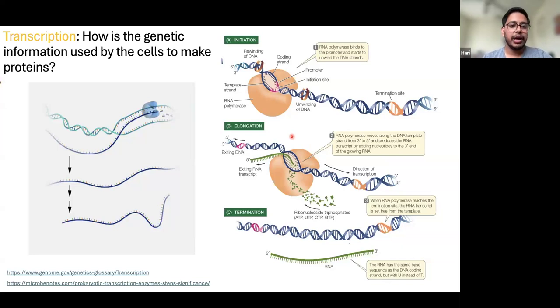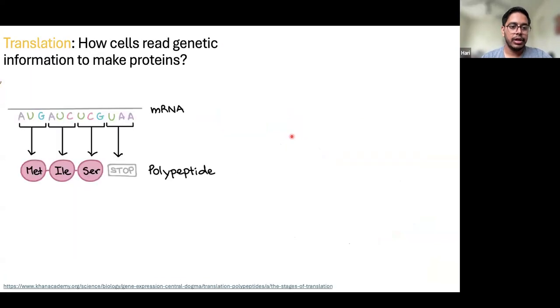And then once we have the mRNA strands, how does the cell make the protein using that particular mRNA strand? Since we have the mRNA sequence, it will contain certain sequences called codons. Each codon, which is a set of three nucleotides, will code for a certain amino acid.